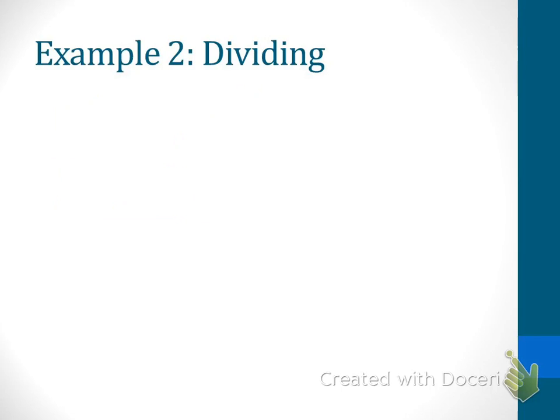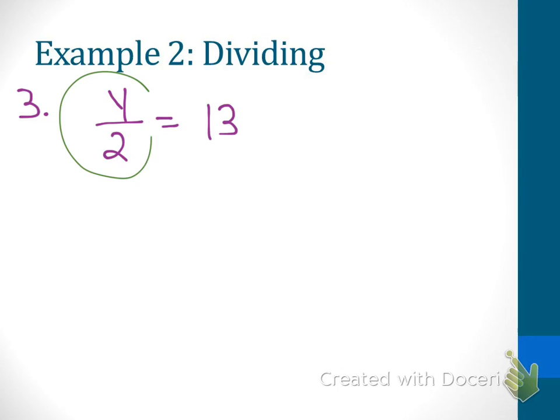All right? So on number 3, on our checkpoint, I have y over 2 equals 13. Well, again, the first thing I'm going to do is, what operation is connected to my variable? So what operation is connected to my division? What's the opposite of division? Multiplication. But how do I know what to multiply by?